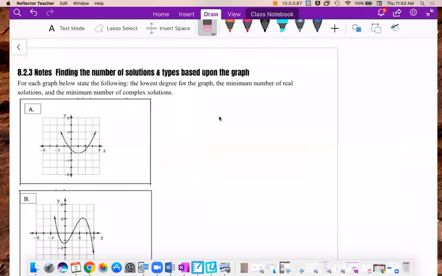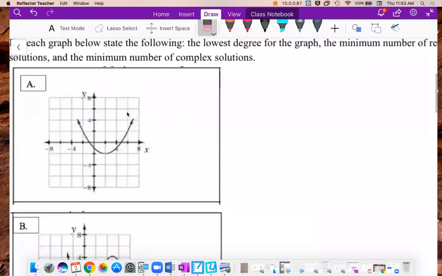And what we're going to do is try to figure out the lowest degree for each of these graphs, the minimum number of real solutions, and the minimum number of complex solutions that they have. So remember, all of our polynomials had real or complex, and these complex ones are just the ones that have that imaginary aspect to them. So let's start with A.